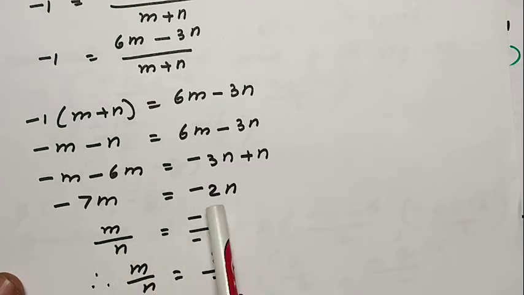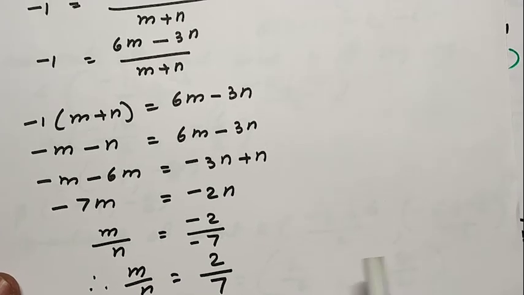So after cross multiplying and seeing, m upon n is equal to 2 is to 7. Therefore, we can say m is to n is equal to 2 is to 7.